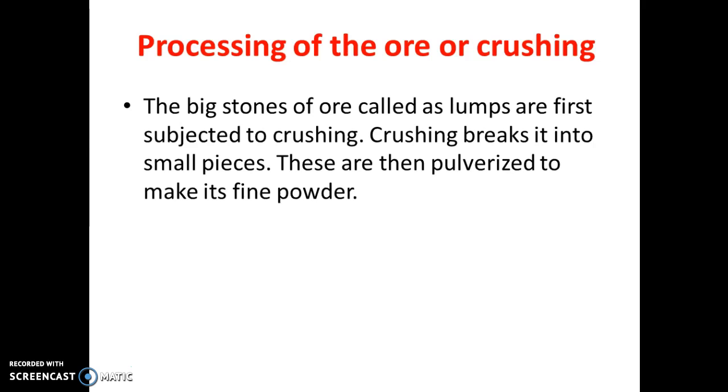So the first process is the crushing process. In the crushing process, what will happen? First, the minerals are extracted from the earth crust. They have big lumps and big stones, which are called lumps. They are first subjected to crushing. Crushing breaks them into small pieces, and these are then pulverized to make fine powder.